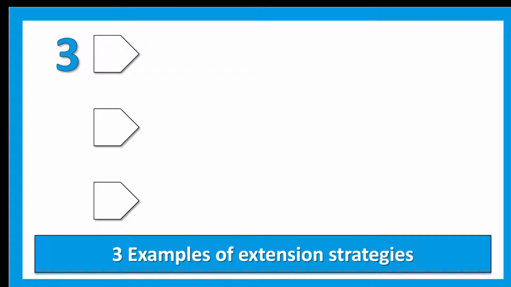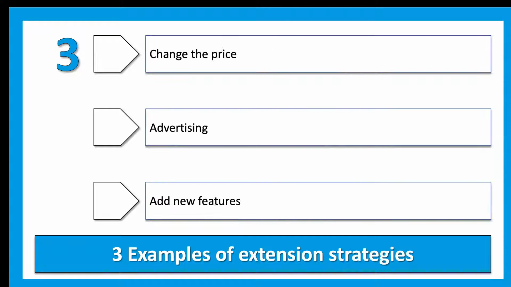So 3 examples of extension strategies are as follows. Firstly, we could cut the price. That would hopefully further stimulate demand. We might amend the advertising campaign, so that could be in order to remind consumers about the benefits of buying a certain product or service. And finally, we could add new features in order to extend the product's life cycle.